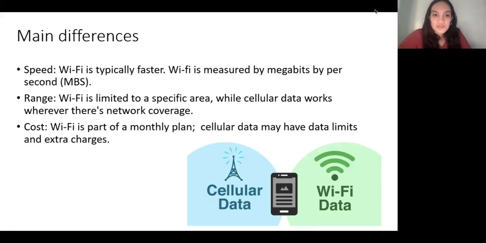So main differences, right? Let's talk about speed first. Wi-Fi is typically faster than cellular data. And Wi-Fi is measured by megabytes per second, which means MBS. That's what it stands for, short. Would anyone know why Wi-Fi would be faster than cellular data? Does anyone want to take a guess on why?